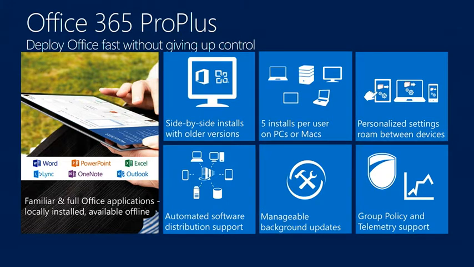It's 5 installs per user on PCs and Macs. If you enable it, we can roam those personalized settings across those devices, so you can see your most recently used documents, your custom dictionary, and your customized ribbons, roaming across all those apps as well. We can support automated software distribution, managed background updates, and of course we still support group policy and telemetry as well.